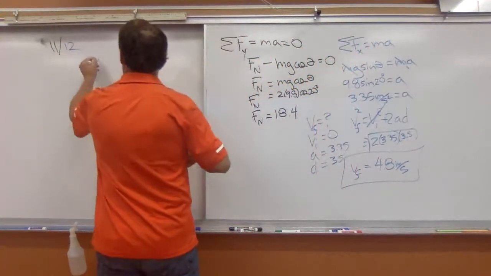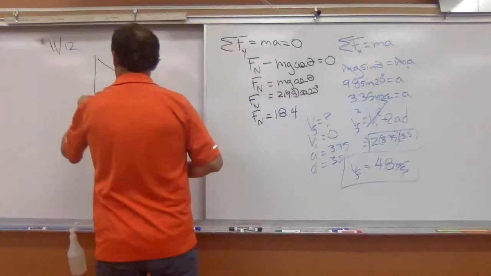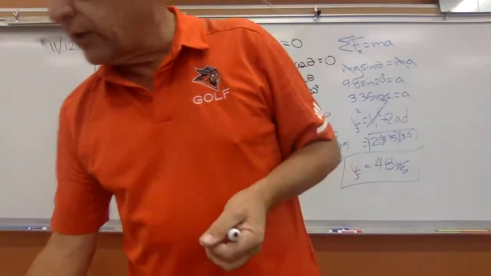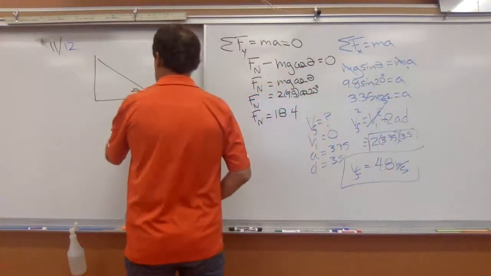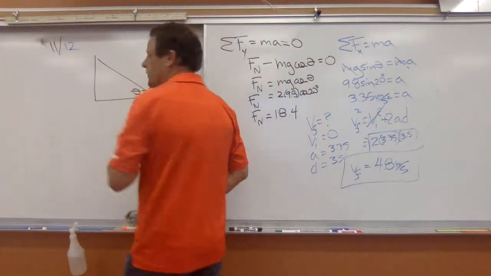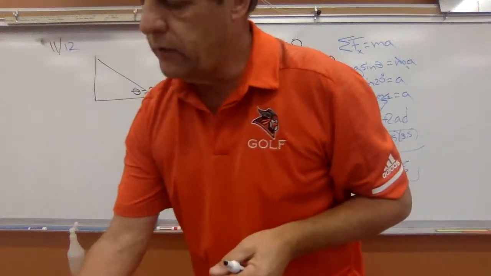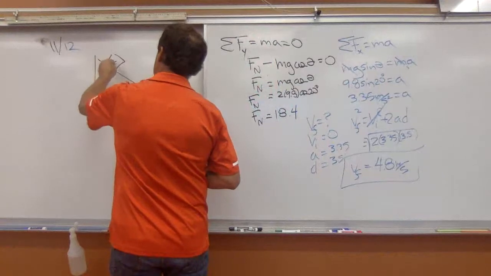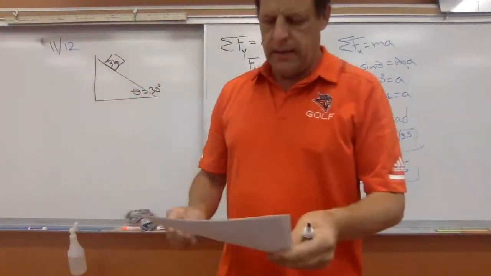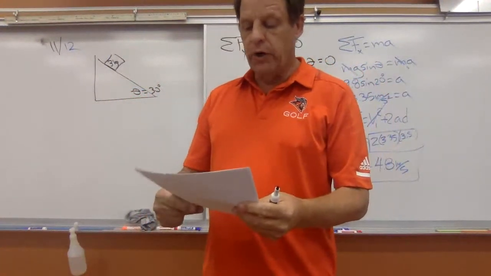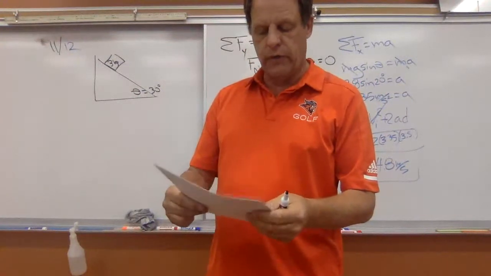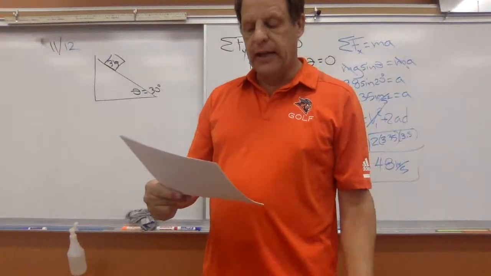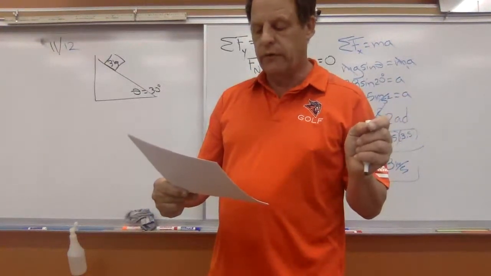Okay, so we're going to again have our triangle, and that is going to be theta. In this case, that's going to be 30 degrees. And in this case, we're going to have a 3 kilogram block. And now we're going to have friction. We're going to have a coefficient of static friction that is 0.578, and a kinetic friction of 0.450.